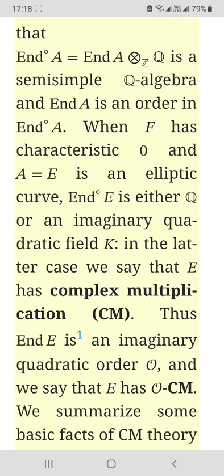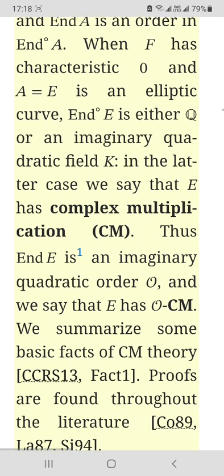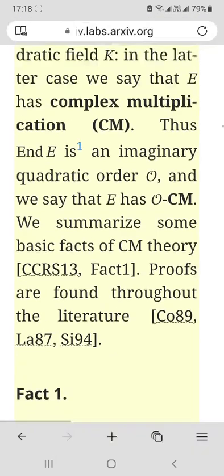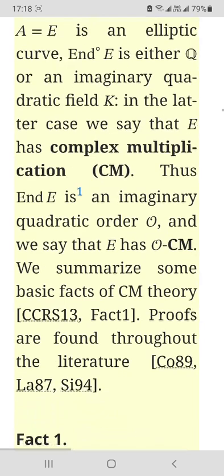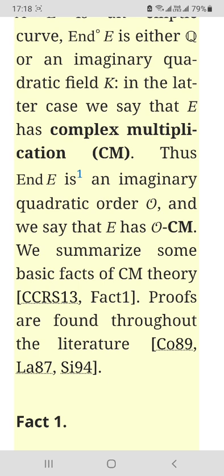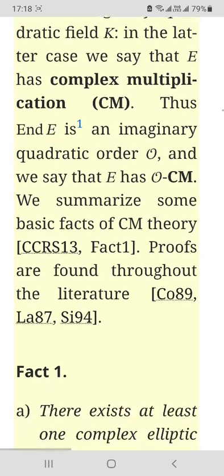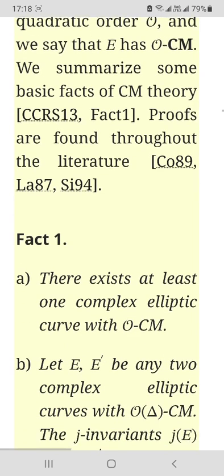When F has characteristic 0 and A is equal to E, an elliptic curve, End^0(E) is either Q or an imaginary quadratic field. So the endomorphism algebra can be viewed as an imaginary quadratic field. In the latter case, we say that E has complex multiplication, CM. Thus, the endomorphism ring of E is an imaginary quadratic order inside the imaginary quadratic algebra, an order O, and we say that E has O-CM. We summarize some facts of CM theory.